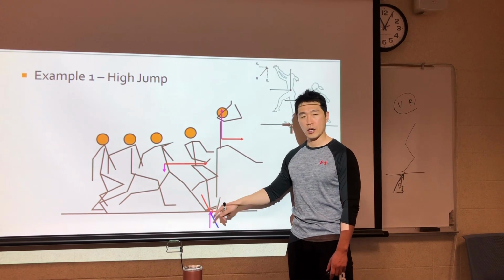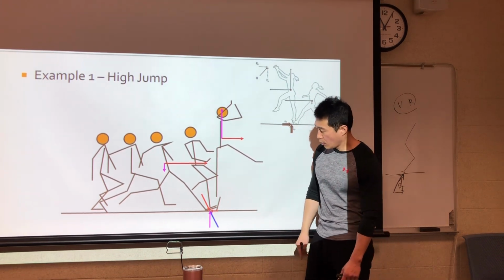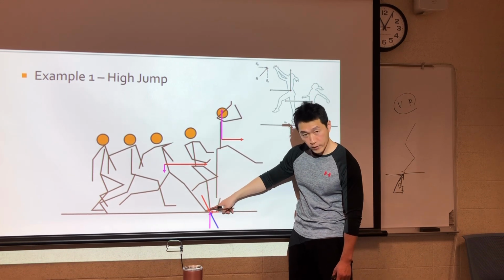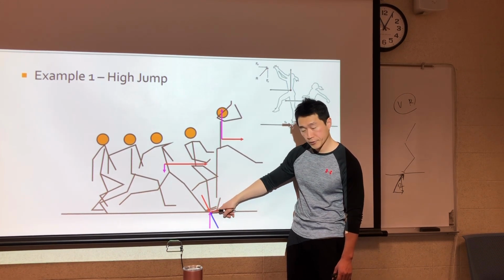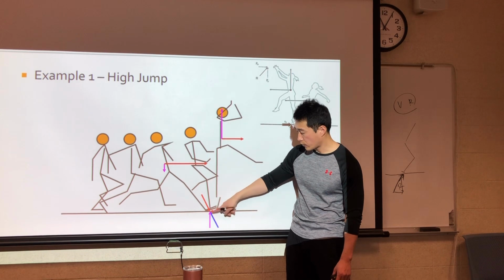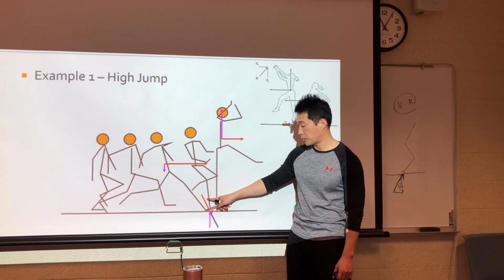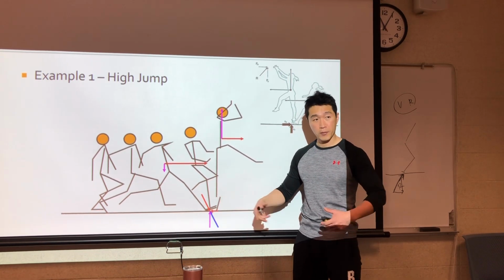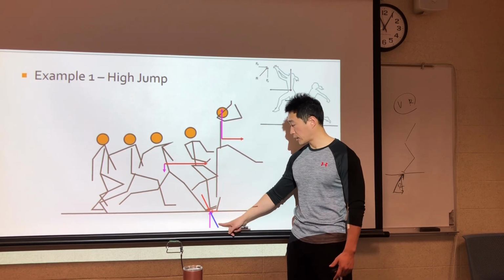Blue means ground reaction force. Let's compare these two: the force coming from this guy and the ground reaction force. In terms of magnitude, the lengths of these two arrows are the same, right? The same magnitude, but direction-wise, they are opposite, acting this way.